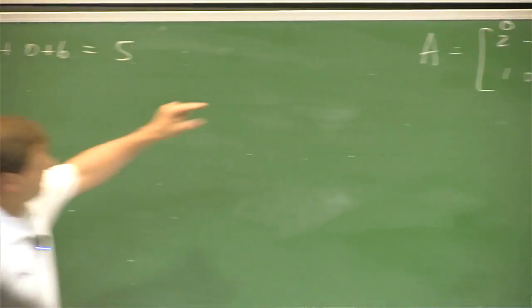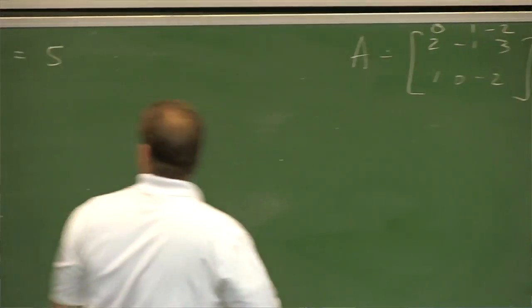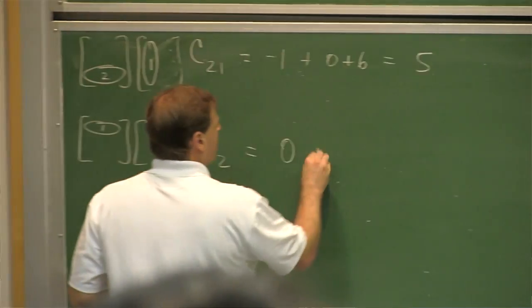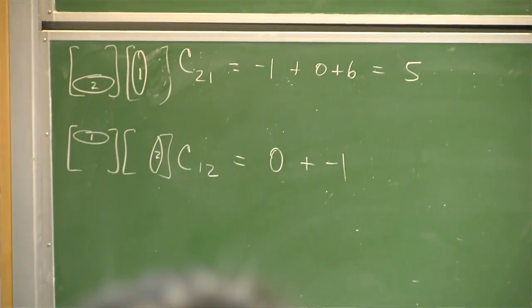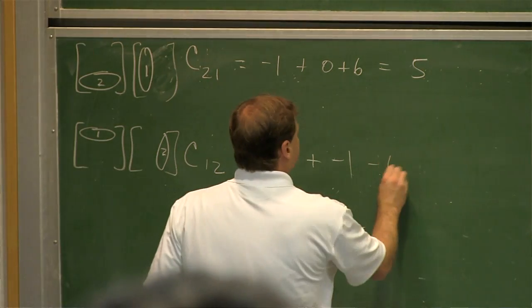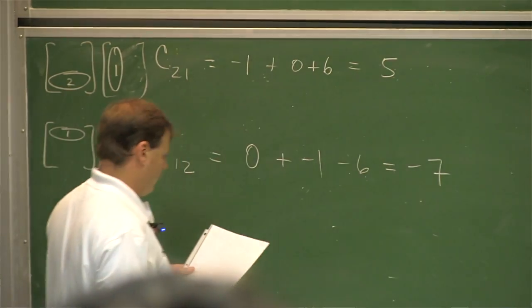And now I'm going to go 0 times 2 is 0. And then I'm going to do 1 times -1. That's -1. And then I'm going to do -2 times 3. That's -6. So I get -7.